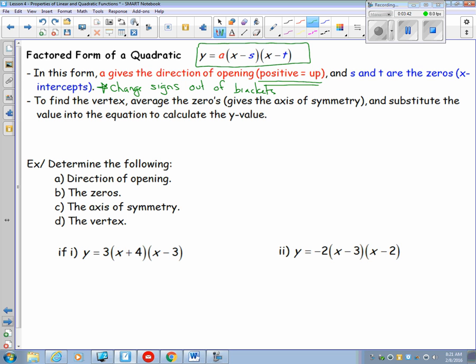Okay, and we'll do an example here in a second, and we'll talk about why that works. But those are two important things we can tell by just looking at the equation. If you remember quadratics, sort of like this. Knowing our zeros is kind of helpful.